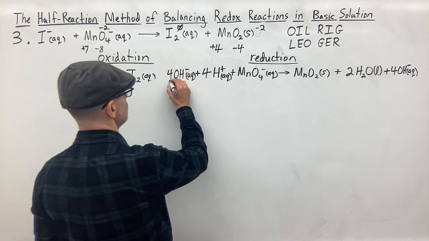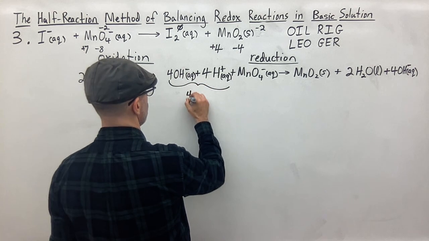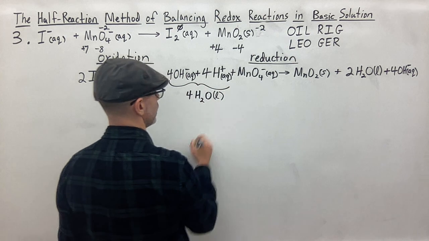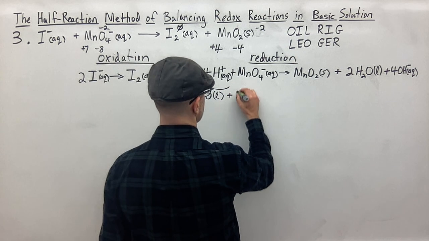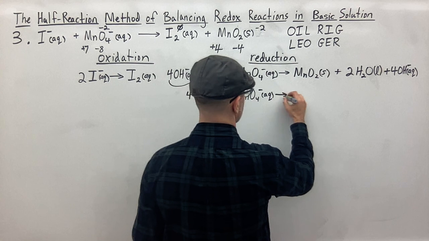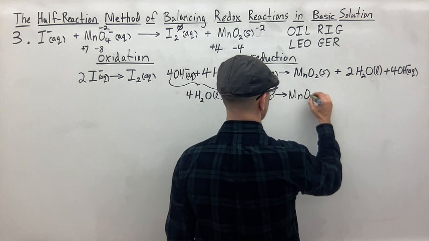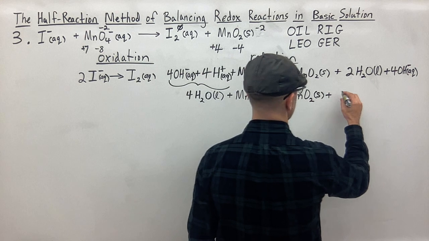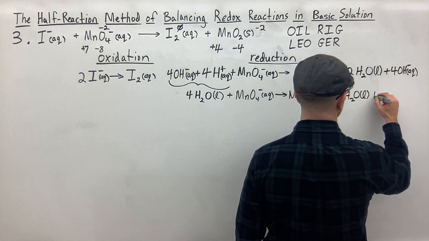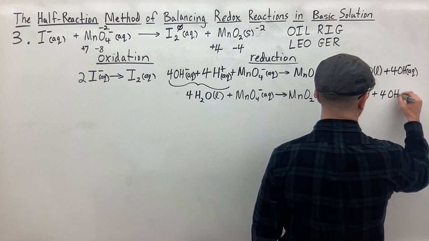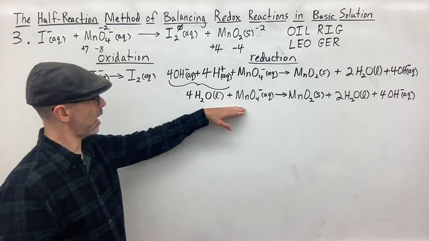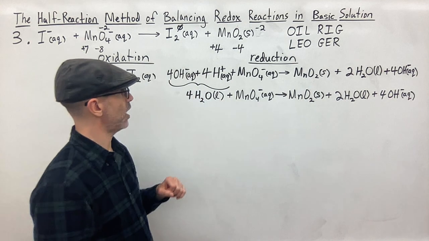So I can rewrite this as 4 water molecules. 4 H2O liquid plus MnO4 minus aqueous is going to go to MnO2 solid plus 2 H2O liquid on this side plus your 4 OH minus aqueous on this side. So here now is the balanced equation for the reduction half reaction.